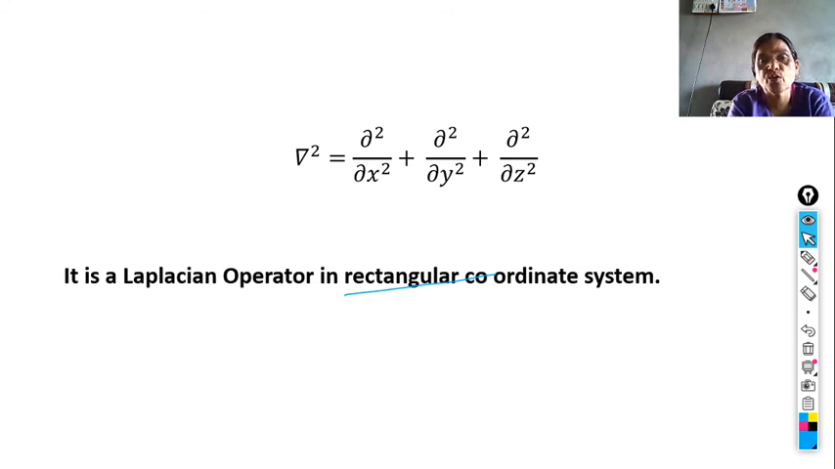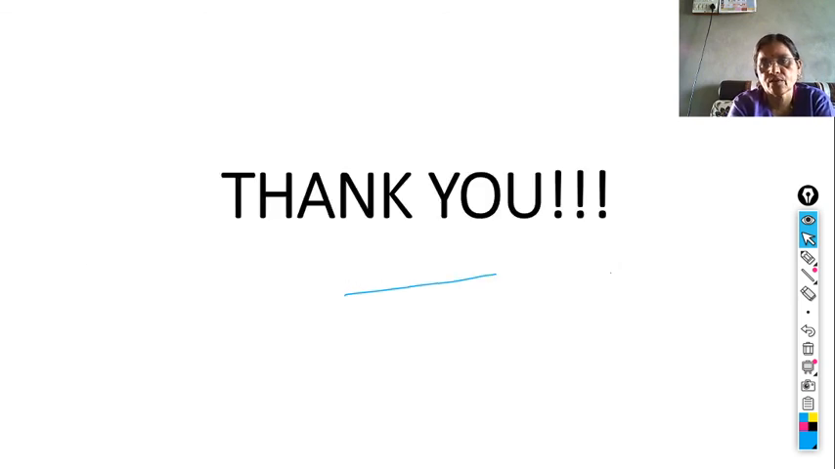Here del square is known as the Laplacian operator, and in the rectangular coordinate system it is written as del square equal to dou 2 by dou x square plus dou 2 by dou y square plus dou 2 by dou z square. In the numerator of each, after dou 2, the space is empty. You can fill this space with phi, psi, vector A, or whatever it may be. Here our scalar potential phi is there, and therefore del square equal to dou 2 by dou x square plus dou 2 by dou y square plus dou 2 by dou z square is the Laplacian operator in Laplace's equation. Okay, we stop here.